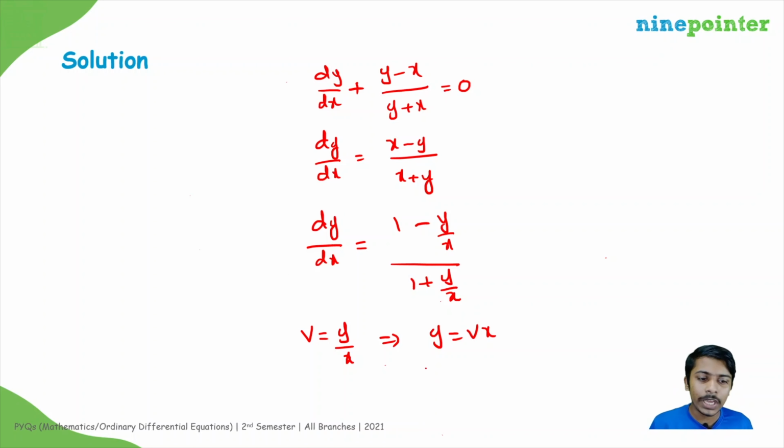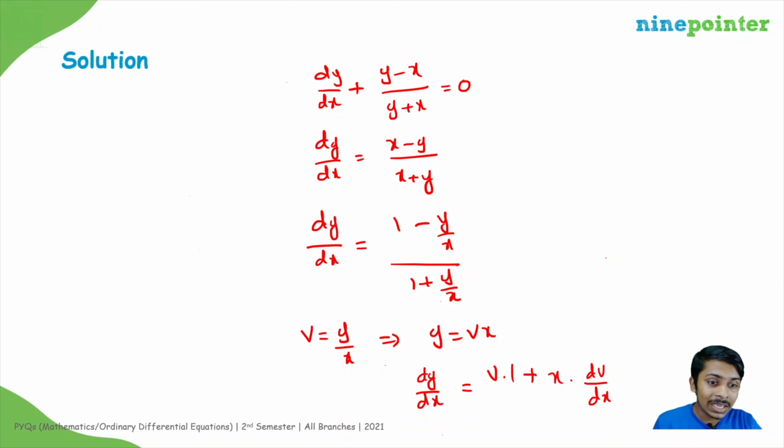Let me just differentiate by x on both sides. Actually, why am I differentiating? Just to substitute here. dy by dx is equal to v into the derivative of x, that is simply 1, plus x into the derivative of v, that is dv by dx. So we get v into 1, that is v, plus x dv by dx on the left hand side.